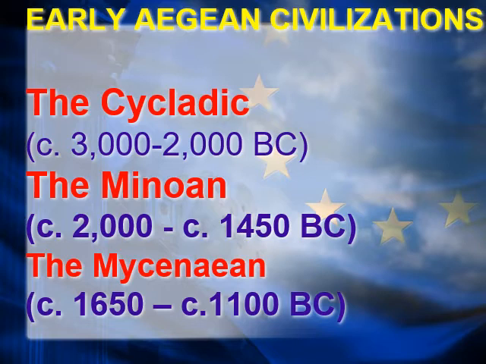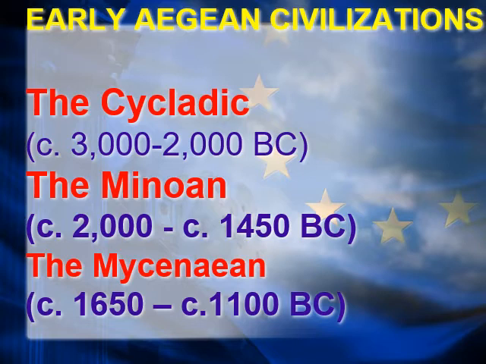And I have put generic dates, centuries, in which these three play out. The Cycladic is the first one we're going to take a quick look at, is the earliest of the Greek early civilizations. And it exists in the third millennium before Christ, from around 3000 to 2000 before Christ.